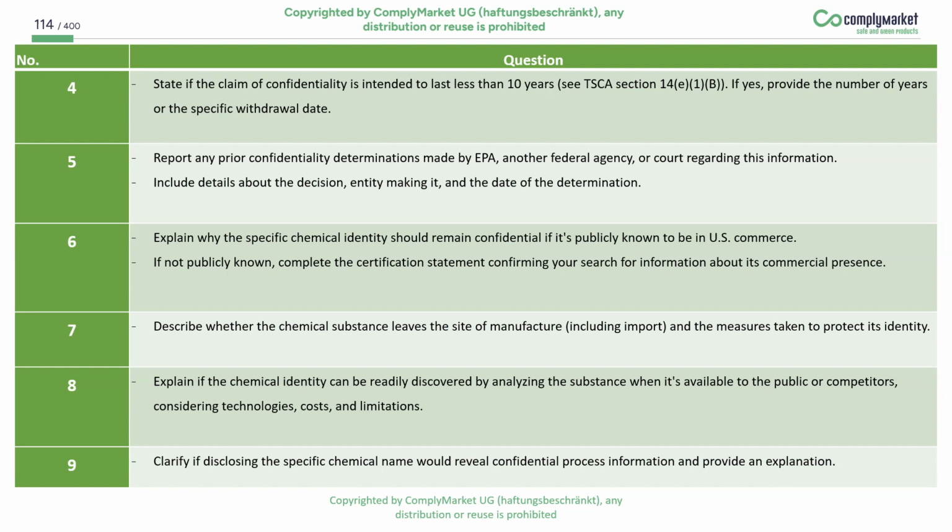Report any prior confidentiality determination made by EPA, another federal agency or court regarding this information. Explain why the specific chemical identity should remain confidential. If it is publicly known in US commerce, describe whether the chemical substance leaves the site of manufacture and measures taken to protect the identity. Explain if the chemical identity can be readily discovered by analyzing the substance when it is available to the public or competitors. Clarify if disclosing the specific chemical name would reveal confidential process information, and provide an explanation.